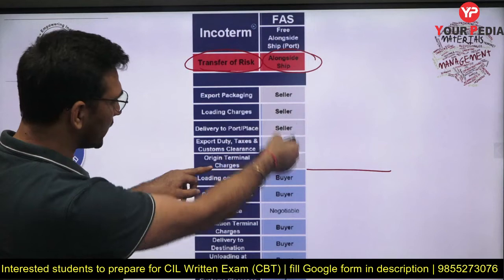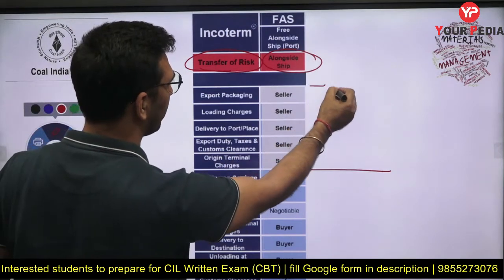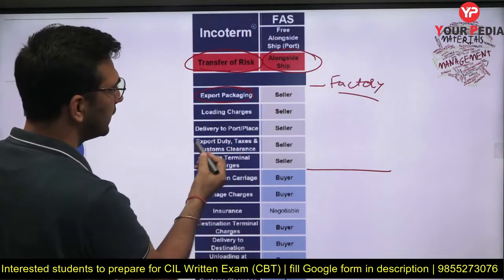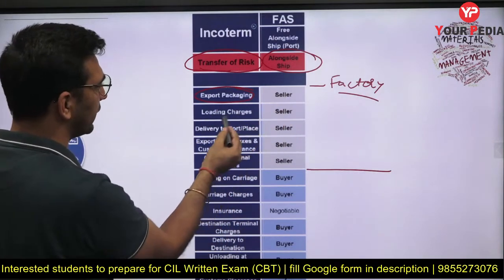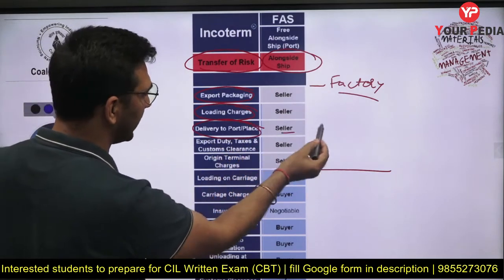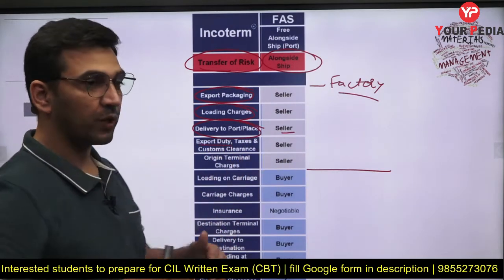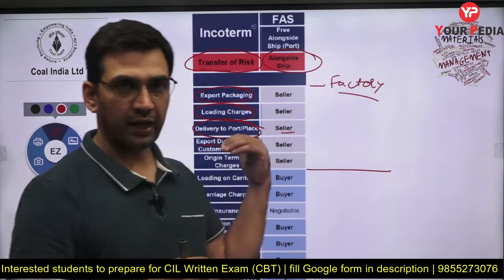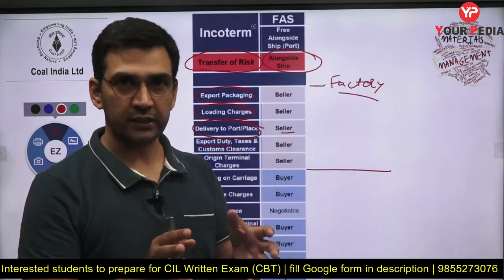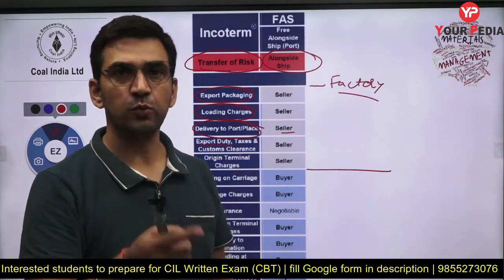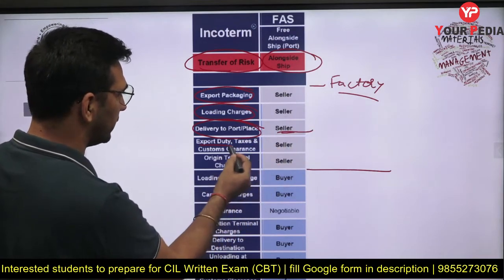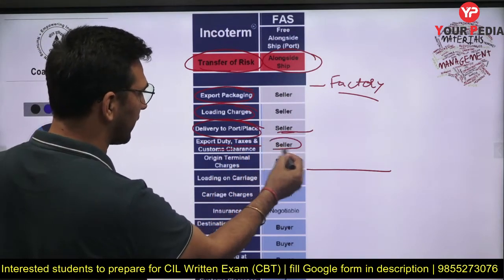If you see the sequence, basically this is starting from the factory. Somewhere you are having a factory, from the factory you are packing it. Obviously this is the responsibility of the seller only. You are loading, let's say loading on the truck, delivery to the port and place, again with the seller. Export duty, for example, that country, let's say I had given you the example of Japan as a country. If they have put any kind of export charges, then obviously export clearance has to be done by the seller only. So this is the responsibility of the seller only, taxes and all that related to that country.